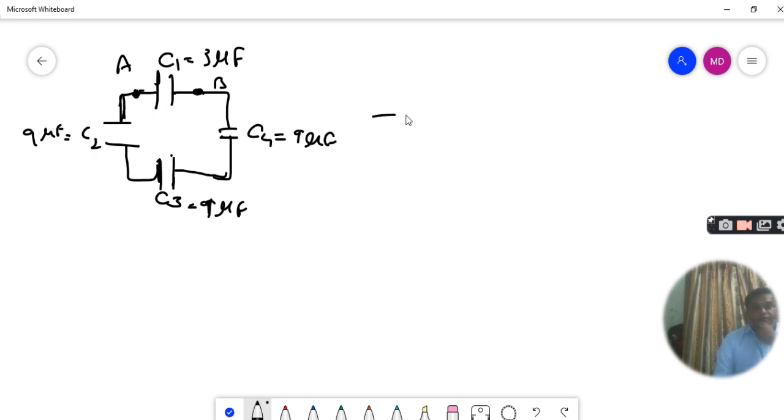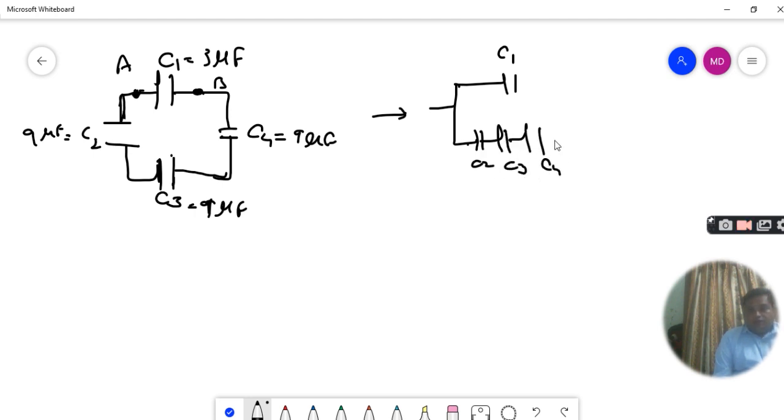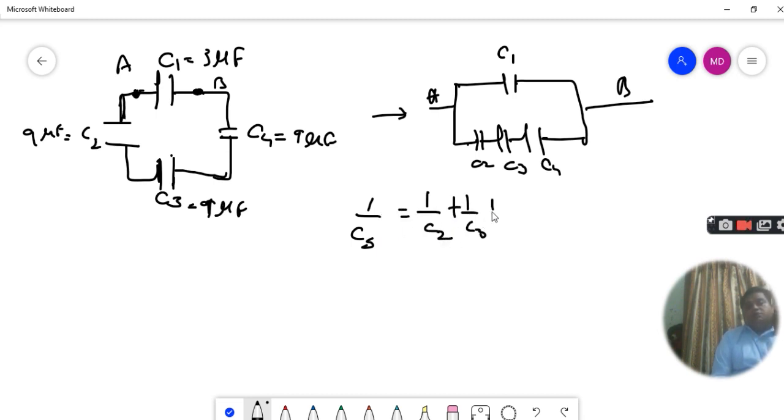First of all, we find that in this situation, 3 capacitors are in series form and 1 is in parallel. So first of all, we draw the diagram properly. That is, C1 is parallel to the series combination of C2, C3 and C4. As per the series capacitance formula we know very well, 1 upon Cs equals 1 upon C2 plus 1 upon C3 plus 1 upon C4, which is 1 upon 9 plus 1 upon 9 plus 1 upon 9.